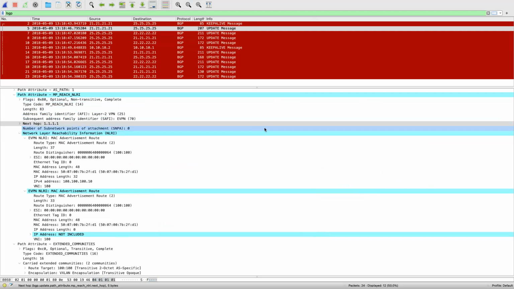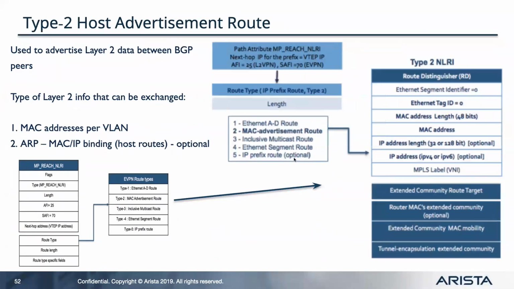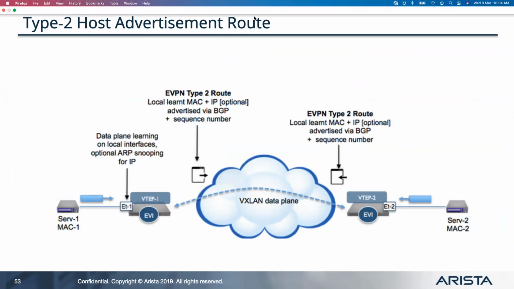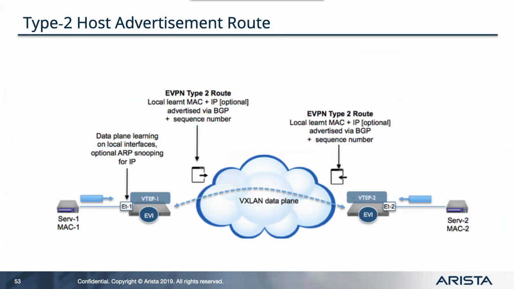Okay, so this is how it happens, right? If we have to check, server 1 MAC 1, it will locally learn the MAC, right? Then data plane learning. Then what VTEP 1 will do is it will advertise a type 2 route, which is the locally learned MAC address plus IP separately, both the ARP and MAC information. It will advertise through BGP, and it will also add a sequence number, right?